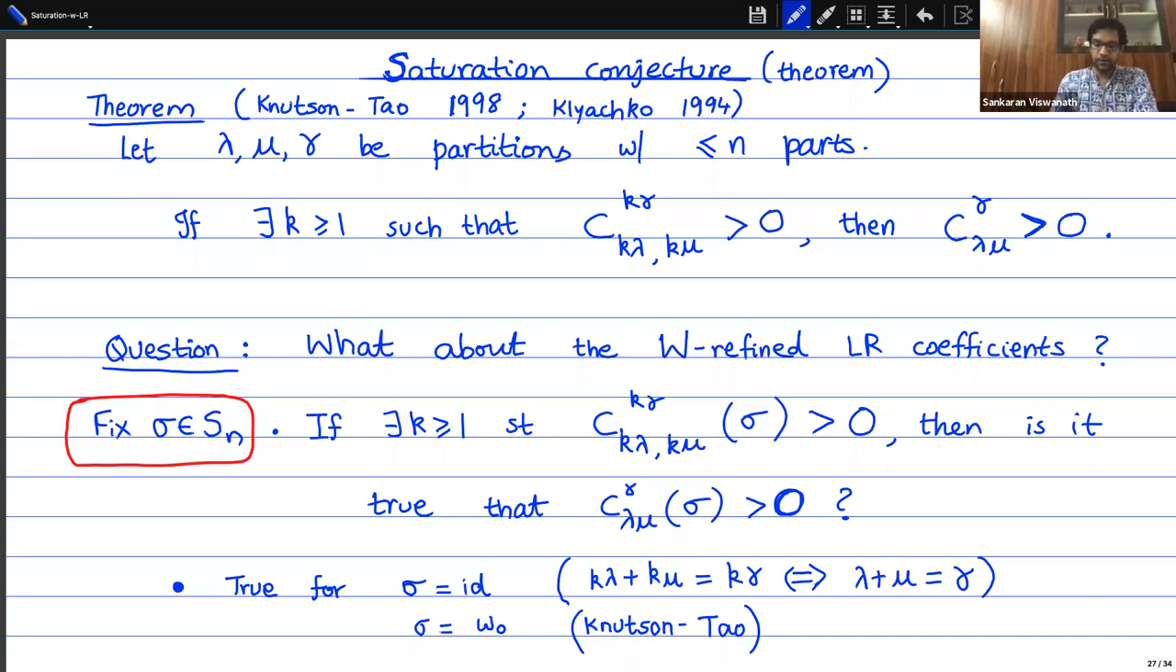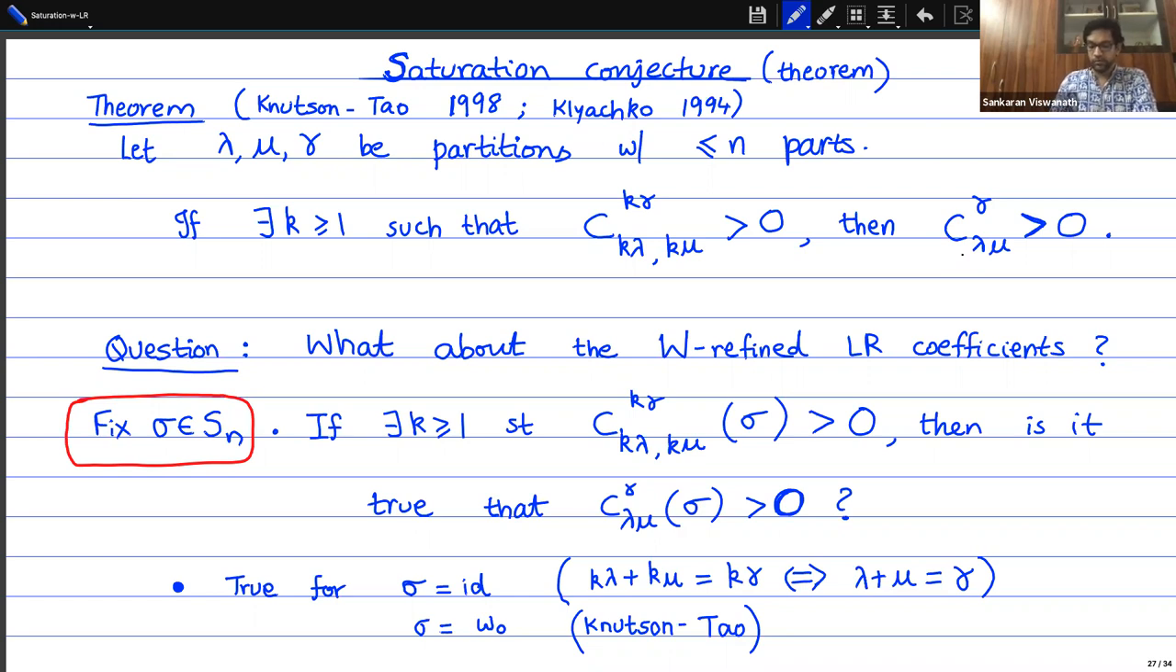Here's the statement of the saturation theorem. If I have three partitions, lambda, mu, and gamma, with at most n parts, and if for some k greater than or equal to 1 the Littlewood-Richardson coefficient c(k lambda, k mu, k gamma) is strictly positive, then I know the same fact for just c(lambda, mu, gamma). So positivity for a given k ensures positivity for k equals 1. And now we ask the same question.